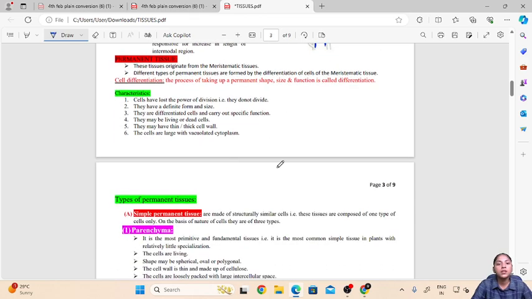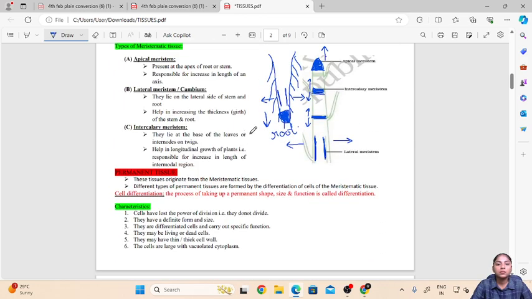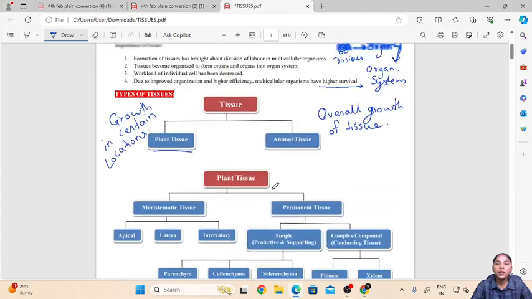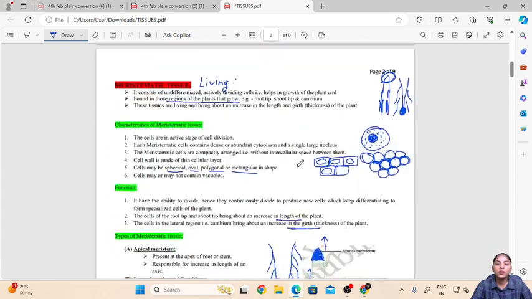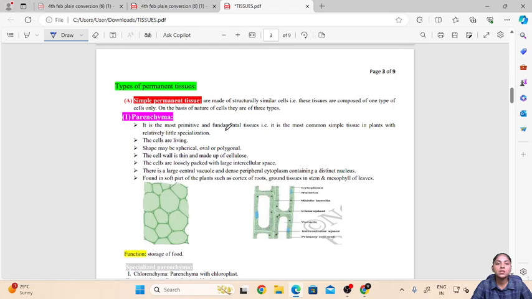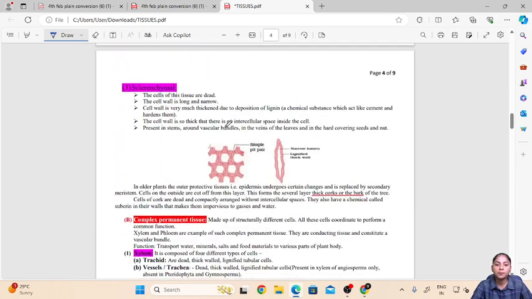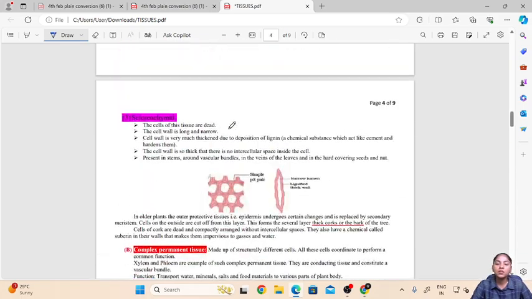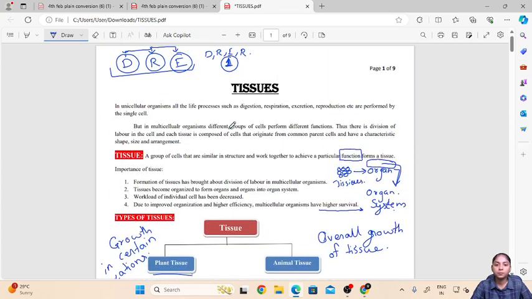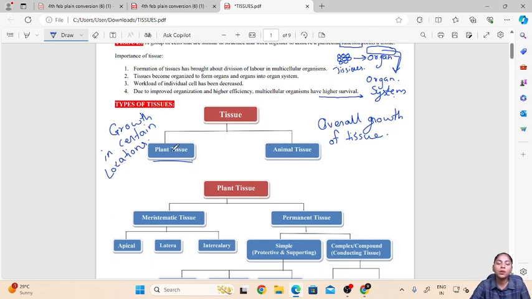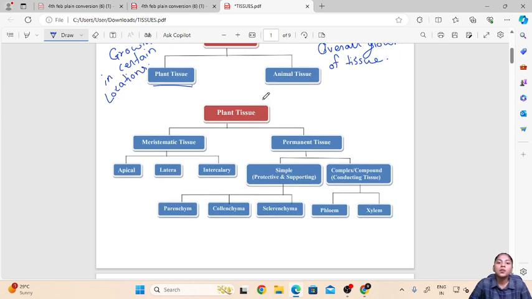Then permanent tissues. We will cover the next part in the next video, that is permanent tissues, the types of permanent tissues. We will see all these in the next video. So in this video we have seen what tissues are, how they are, how they function. We have learnt about plant tissues, animal tissues, and the first type of plant tissues, that is meristematic tissues.